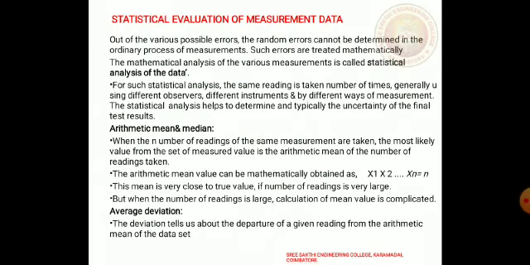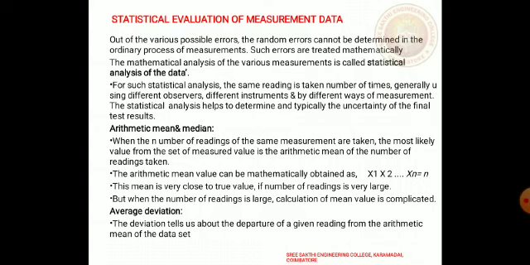Next topic is statistical evaluation of measurement data. The random errors cannot be determined in the ordinary process of measurement. Such errors are treated mathematically. The mathematical analysis of the various instruments or measurements is called statistical analysis of the data. In statistical analysis, the same reading is taken a number of times, generally using different observers, different instruments and different ways of measurement. The statistical analysis helps to determine the uncertainty of the final test result.